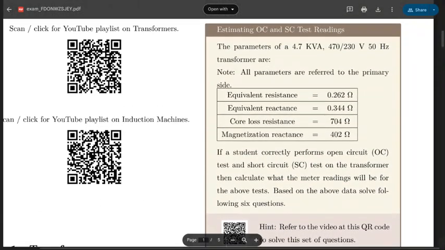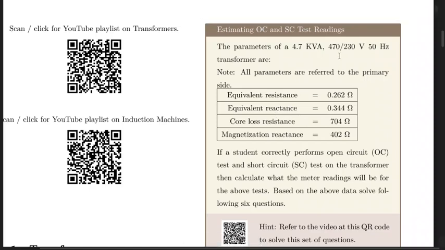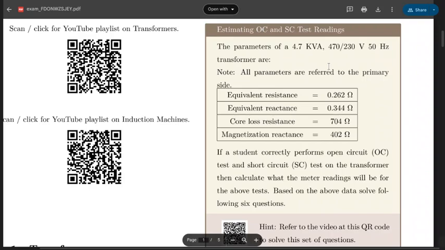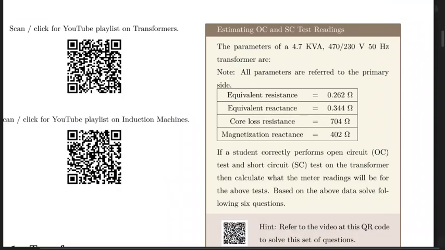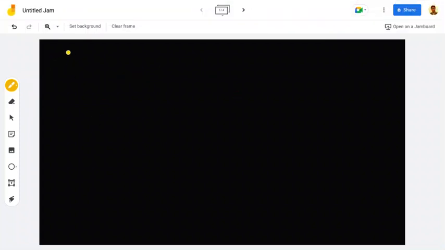Okay, so let's quickly begin by making a diagram. So here, 4.7 kVA, 470 by 230 volt, 50 hertz transformer. So what I will do, I will make a drawing of the question. This question is about estimating OC and SC test results. So here I am drawing the transformer.